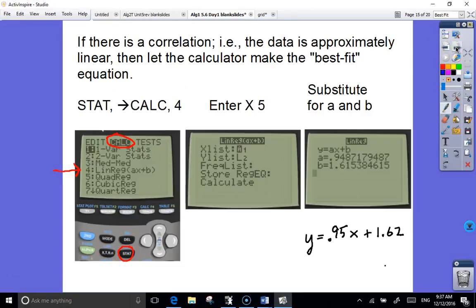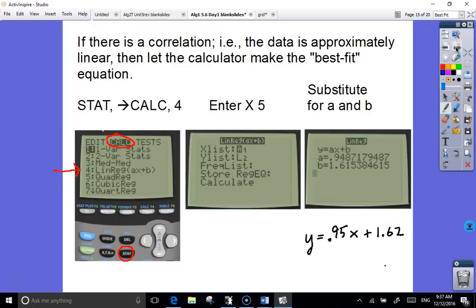Okay. So if there is a correlation, then you want to make the best fit line. Then you do this. You go back to the stat. Then you arrow over to the calc. Remember on the top of the menu it said calc? And then you hit enter 5 times. See? Because when you get to this screen, the cursor is all the way up here. So each time you hit enter, it moves down a line. Then when you get all the way to the bottom, and you hit enter one more time, you should see a screen that looks like that.